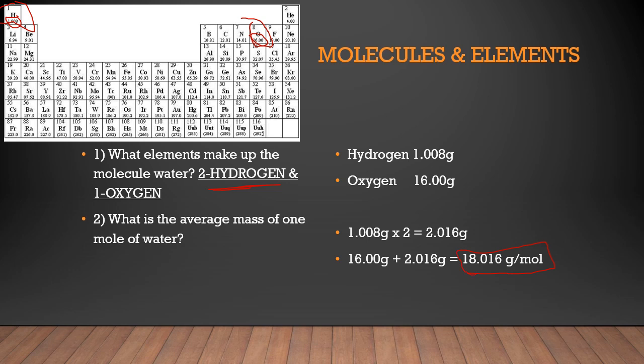So in order to find average mass of whatever the chemical is, you need to know what it is made of, and then you can figure out from there how much 1 mole weighs based on the periodic table.